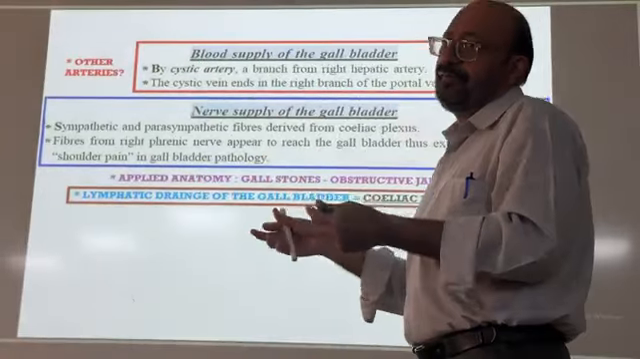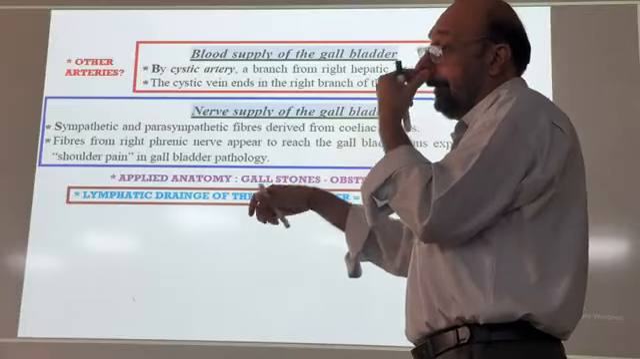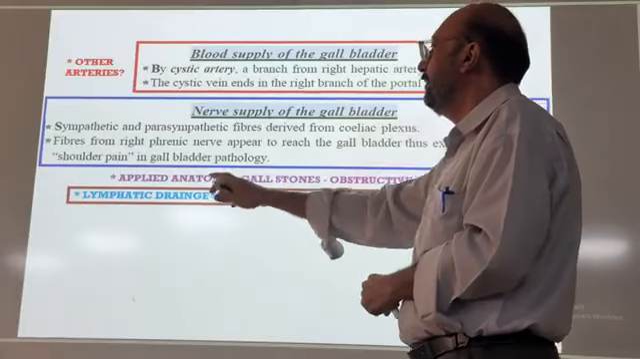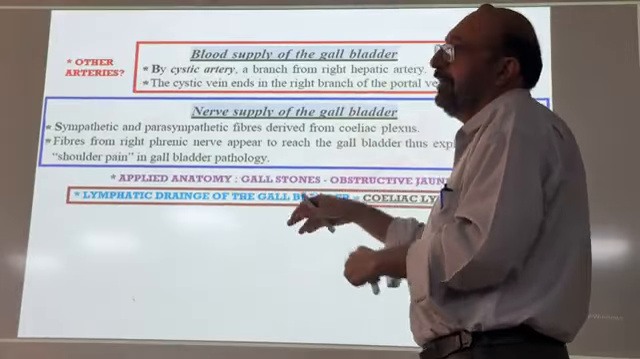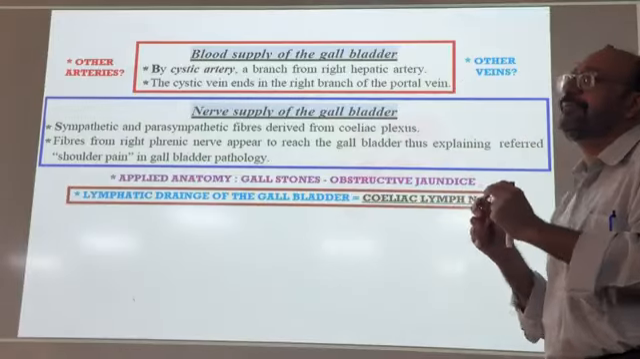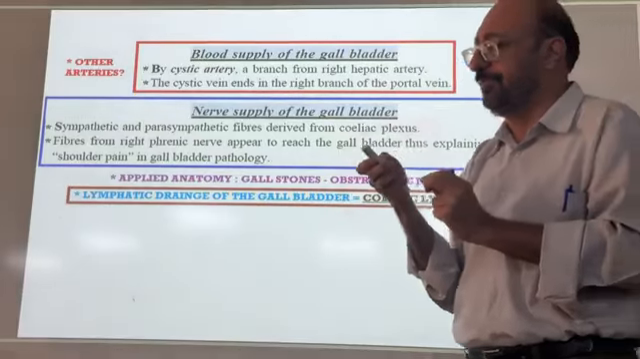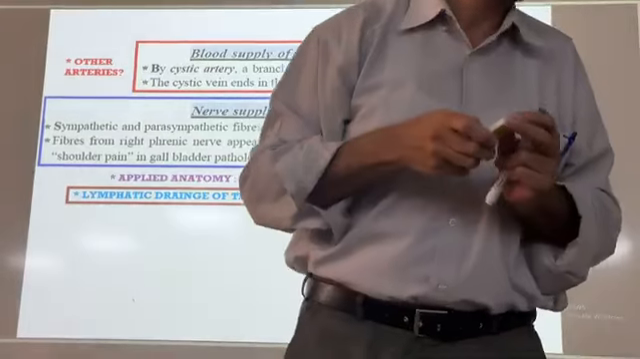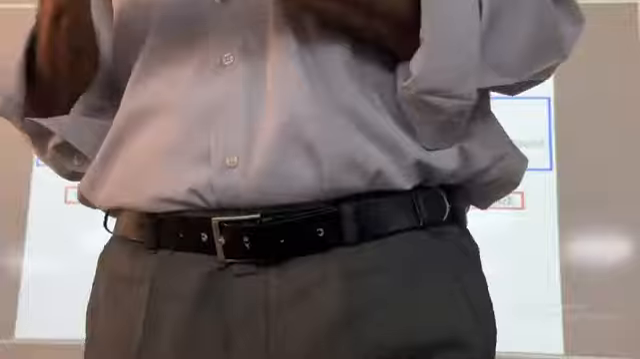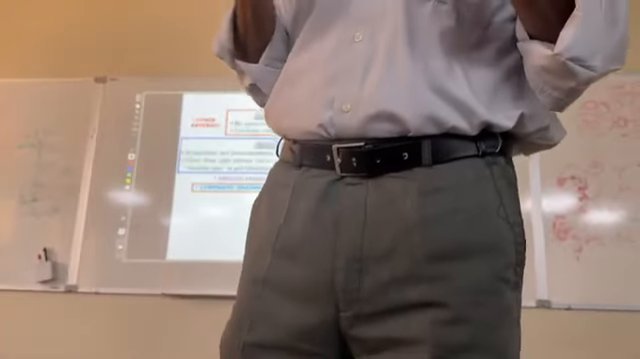Gallstone, obstructive jaundice, you know. We will have a couple of slides to show you in a minute. Lymphatic drainage of the gallbladder ultimately reaches where? The celiac lymph nodes, because the source of the blood supply is here. Am I clear? Any questions? Any problems? Good.